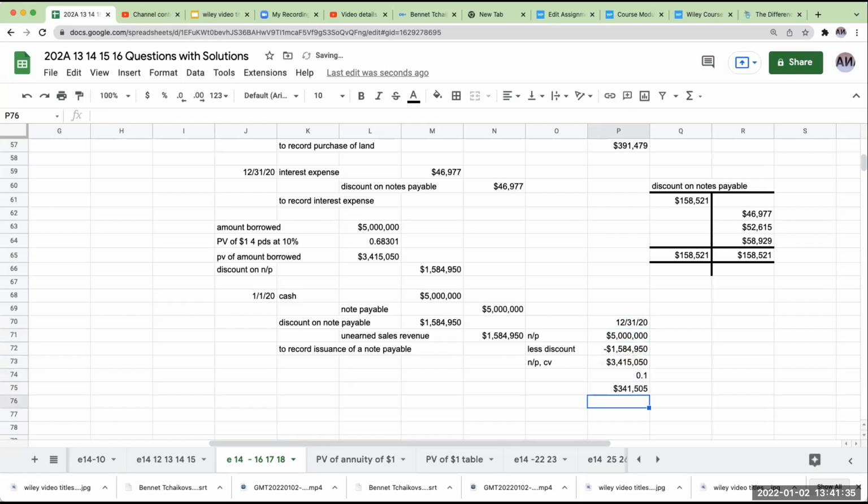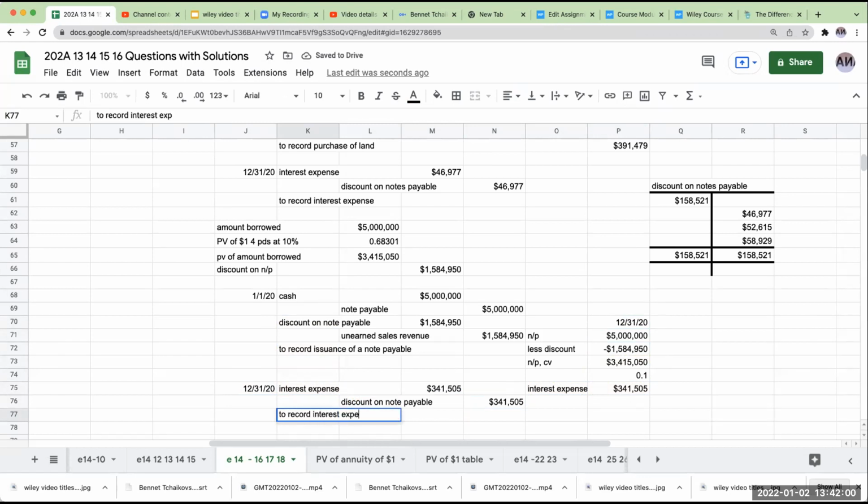So my interest expense is going to be 341,505. So when we go down here on 12/31/20, I'm going to be debiting interest expense for 341,505, and I'm going to credit the discount on the note payable. So this is to record interest expense.